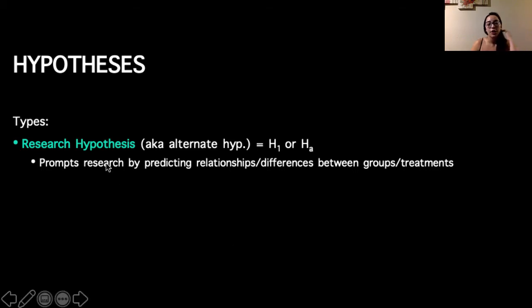Okay, so your research hypothesis is also referred to as your alternate hypothesis. It can be denoted by H sub 1 or H sub A. I had a statistics teacher who called it the HA. But basically, this is what prompts your research.